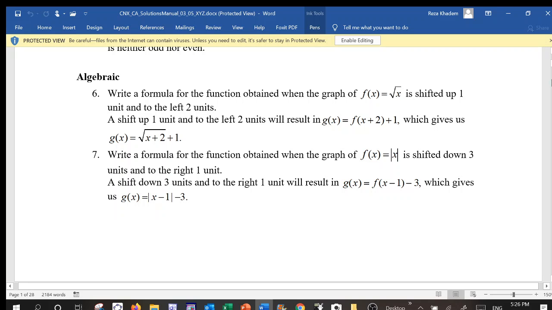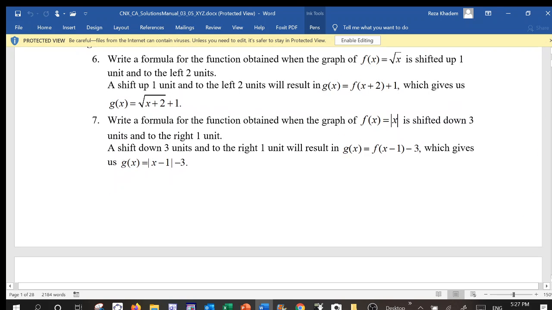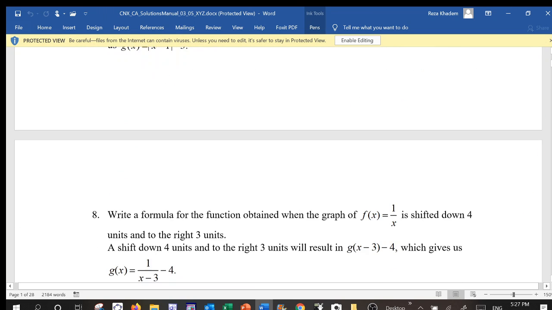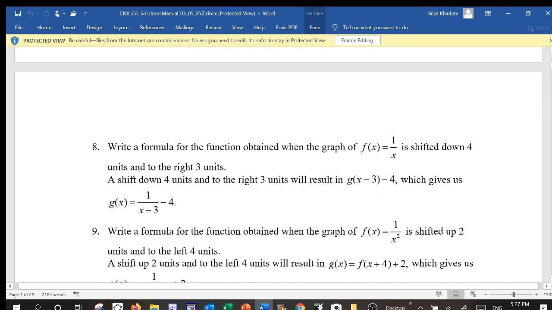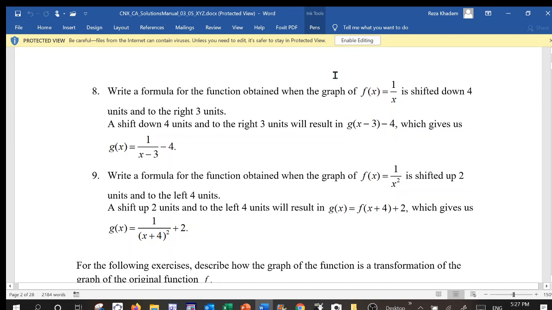Now, next one I want to do is number 8. Is this one. It says write a formula for this function shifted down 4 units and to the right 3 units. Well, again, here's the function. So you have to subtract 4 from the right-hand side. And then since it's shifted to the right 3 units, you have to subtract 3 from x, right? See that? So that's an easy one, just like the one I just did.